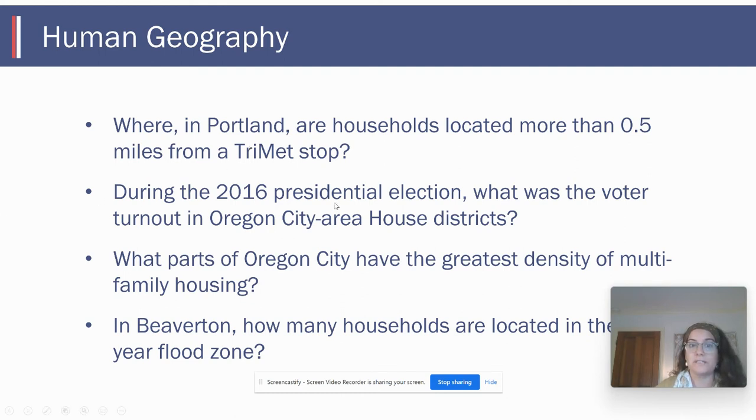During the 2016 presidential election, what was the voter turnout in Oregon City area House districts? We can also communicate that using a map as well. In Beaverton, how many households are located in the 100-year flood zone? I think a map would be an amazing way to communicate that data. And honestly, for this last question, probably the only way.